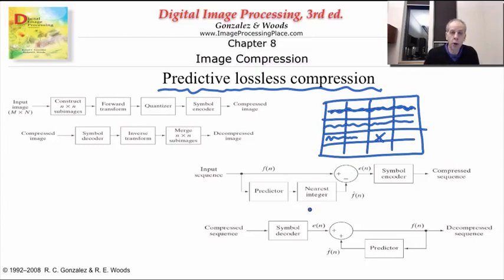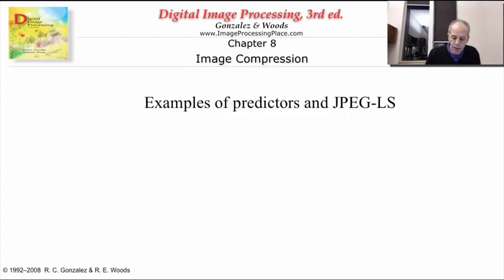And then the decoder is going to just do a very, very simple decoding. So know that overall, the structure of a predictive lossless compression technique is a bit simpler than the one of JPEG. Of course, it's not going to be able to achieve as much compression, but it's going to be lossless, which is very important.